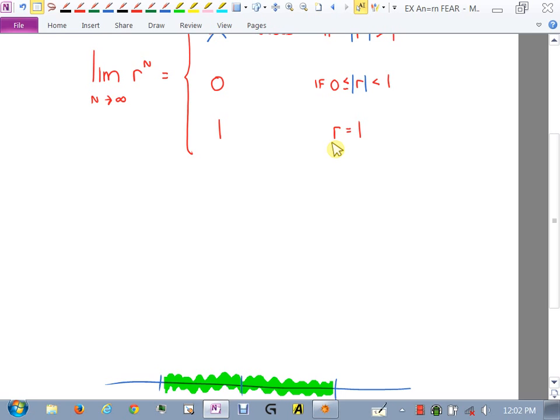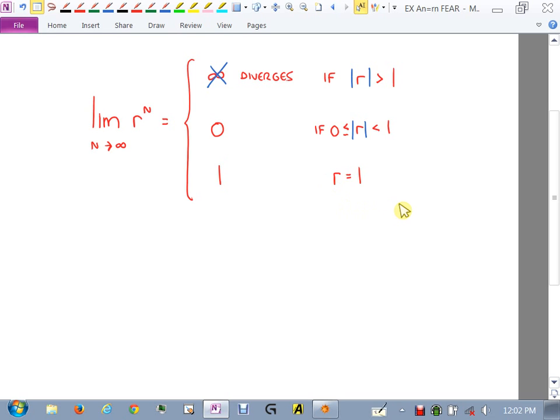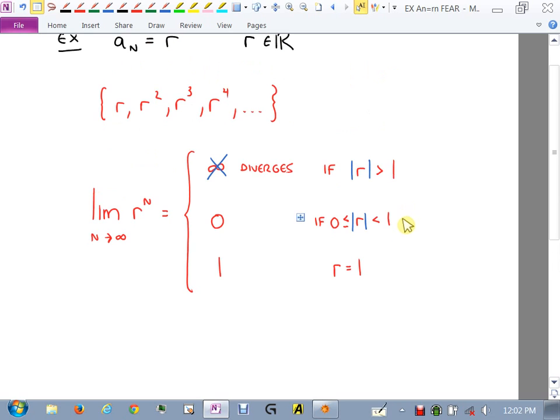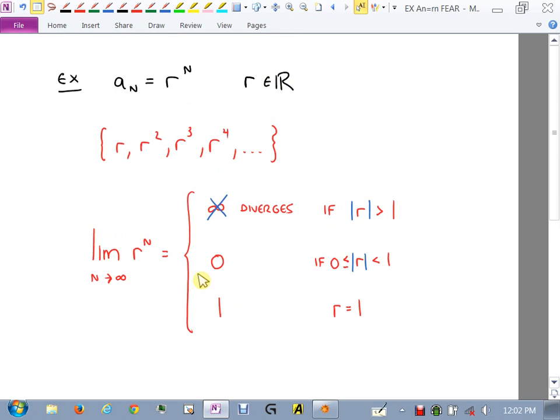What if r is equal to 1? It's just 1, 1, 1. What if r is equal to -1? It's going to alternate 1, -1, which diverges, right?